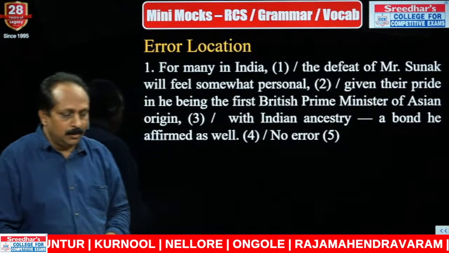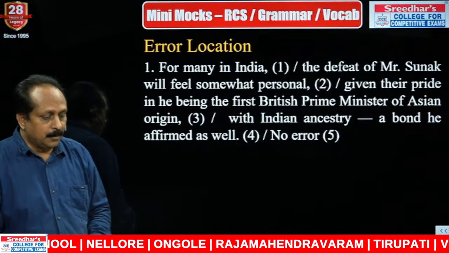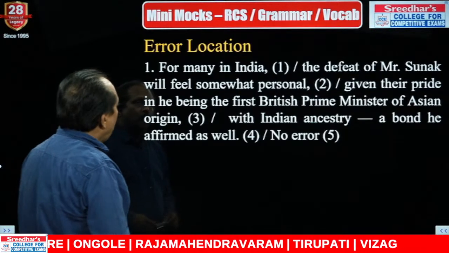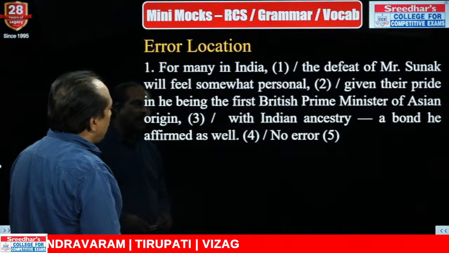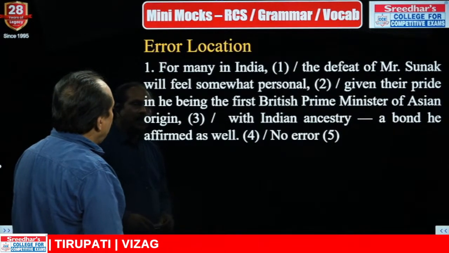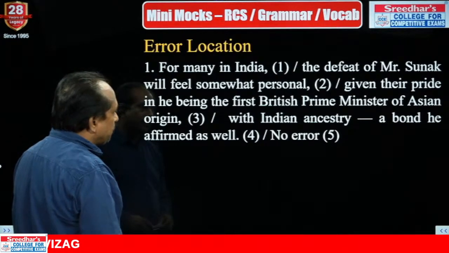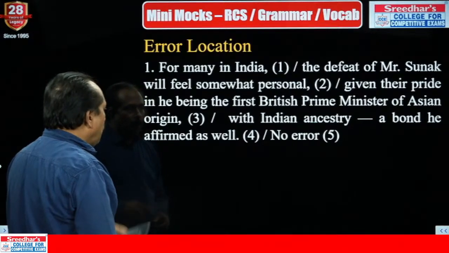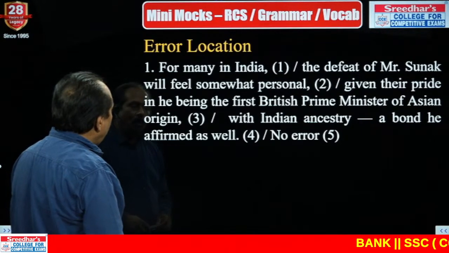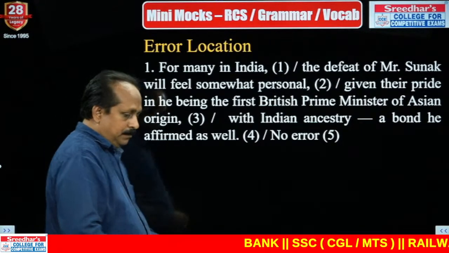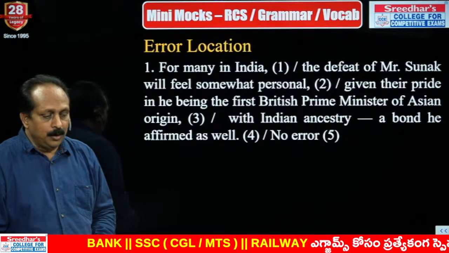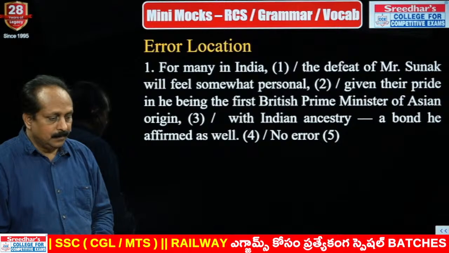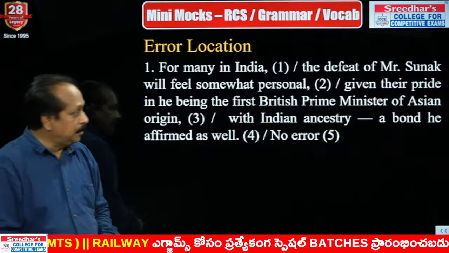Now let us go to error location. Try to get the first one. For many in India, the defeat of Mr. Sunak will feel somewhat personal, given their pride in he being the first British Prime Minister of Asian origin with Indian ancestry, a bond he affirmed as well. This is an important question. It goes with common errors. Tell me, where is the error?